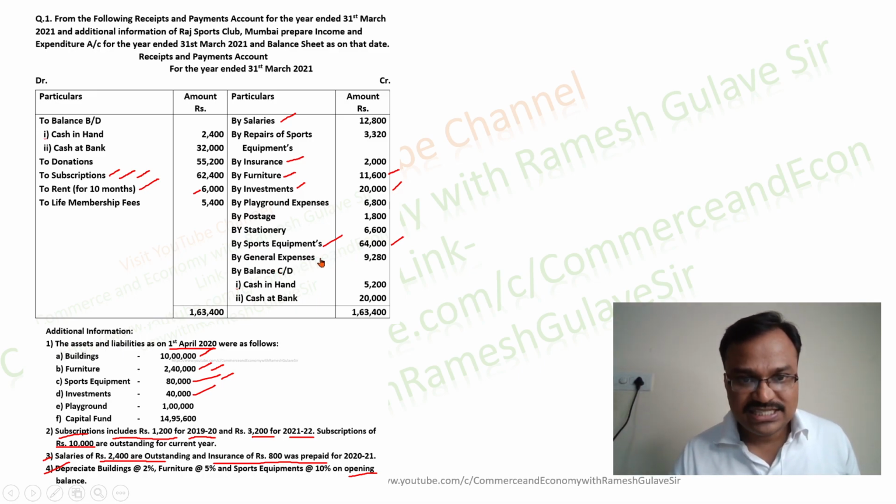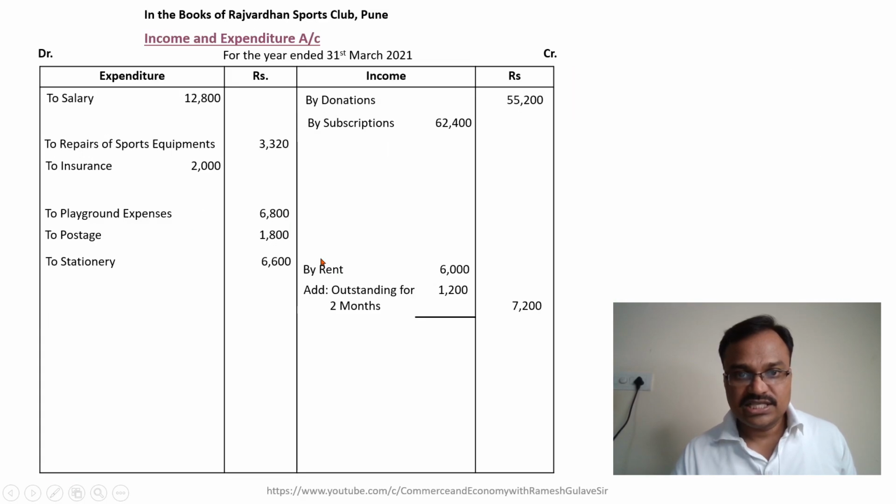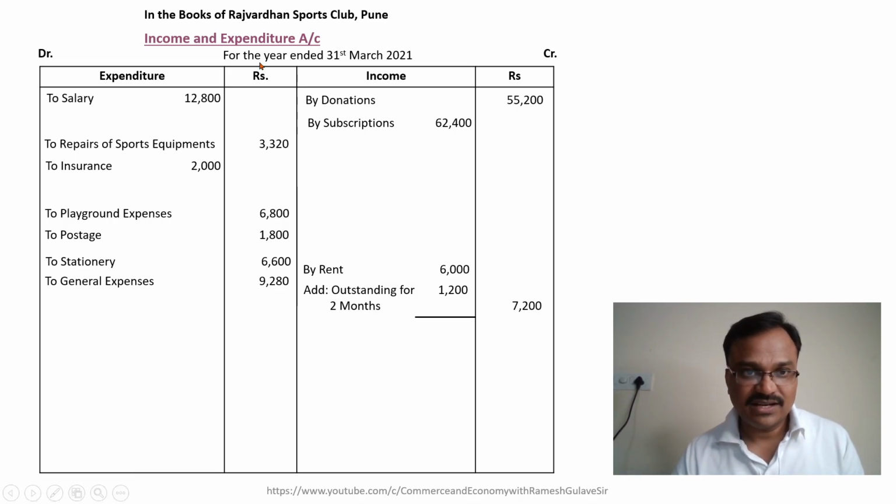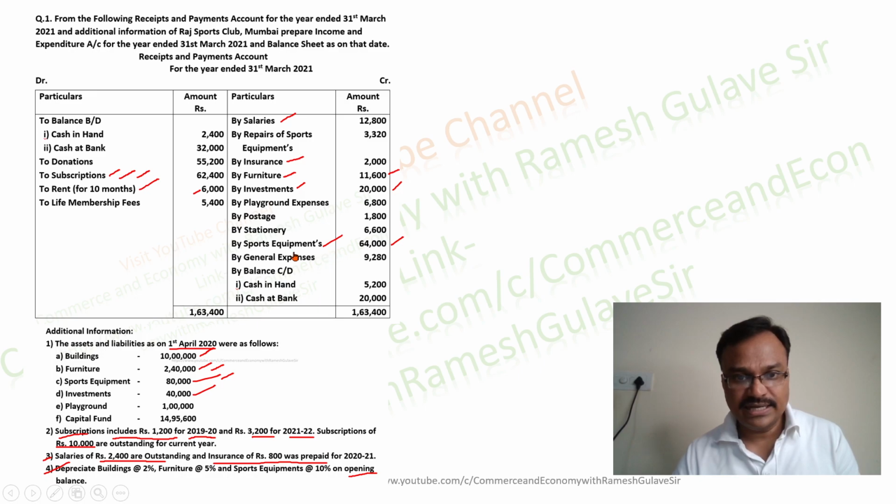Then the next point is general expenses 9,280. So general expenses we record on the debit side of the income and expenditure account. To general expenses 9,280. Right. Let us move on to the next point.